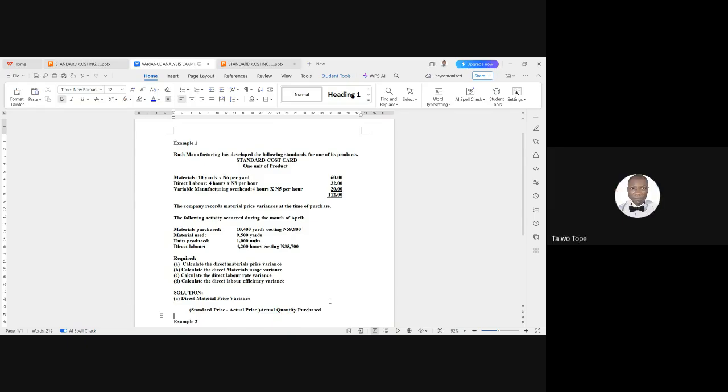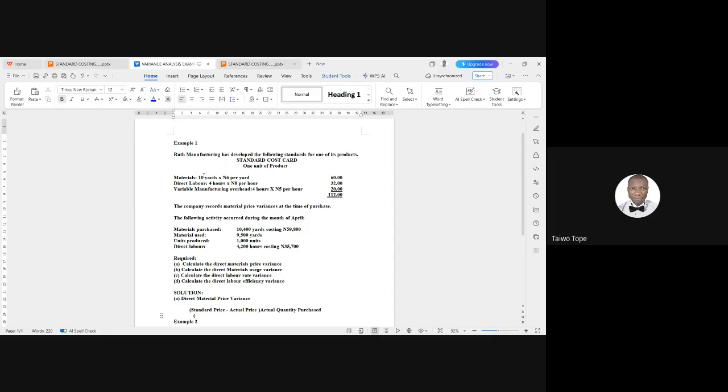Actual quantity purchased. So from this question now, the standard price is what? In terms of material, 6 naira. Very good. Don't come and pick 60 naira. Do you understand? The cost of 1 yard of material is 6 naira. This 60 naira is the cost of how many yards? 10 yards. Take notes.